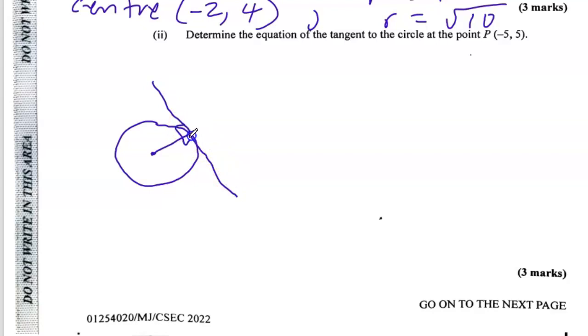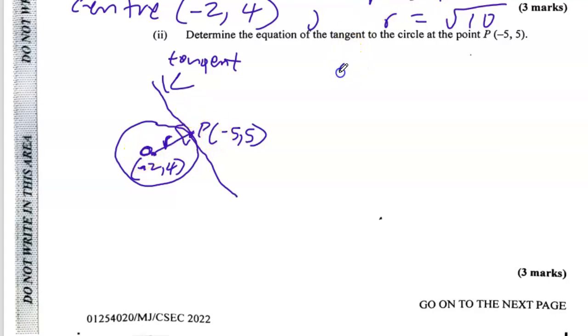The point here on the circle, we call this point P, and we're told that P is (-5, 5). And the center of the circle, we found it to be (-2, 4). So to get the gradient of the tangent, here's the tangent. Remember, the tangent touches the circle only once. We can first find the gradient of the radius, from the center, let me call the center O, so the radius OP.